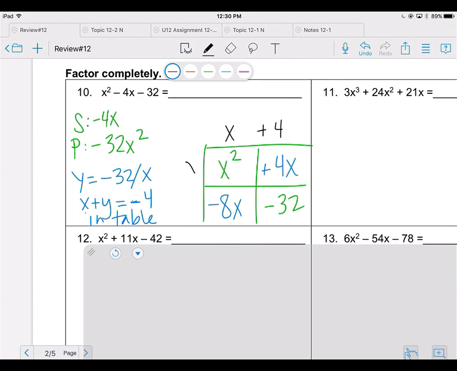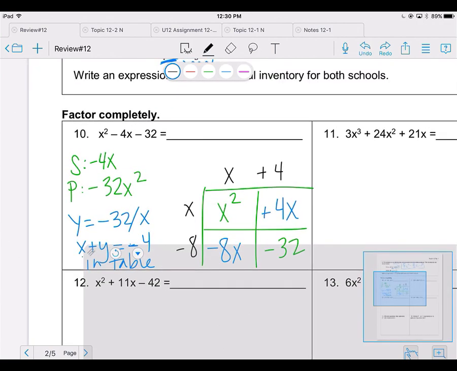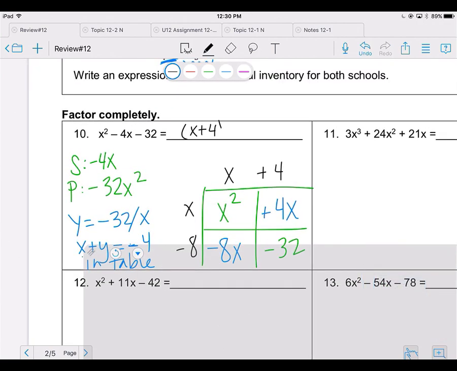X squared and 4x share an x. -8x and -32 share a -8. Remember, it is negative because the term closest to where I write my answer, or on the outside, is a negative. So x plus 4 and x minus 8 are my two factors there.